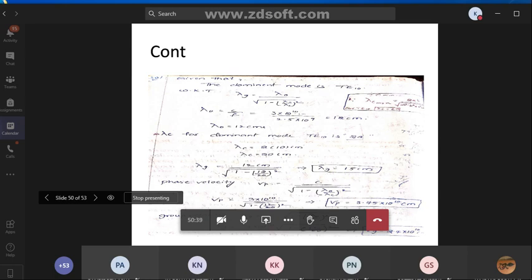If you substitute these two values in the lambda g equation, then lambda g equals lambda naught by square root of 1 minus 12 by 20 whole square. Then you will get lambda g equal to this one.